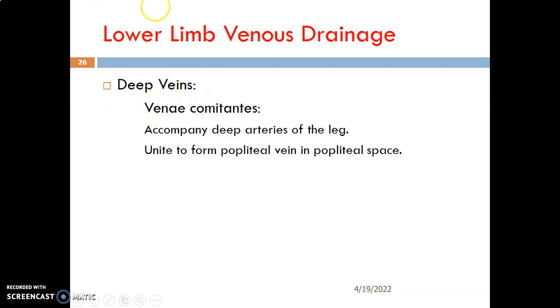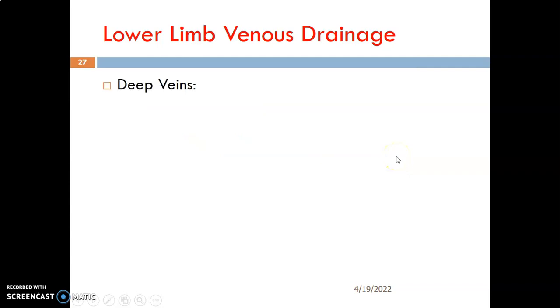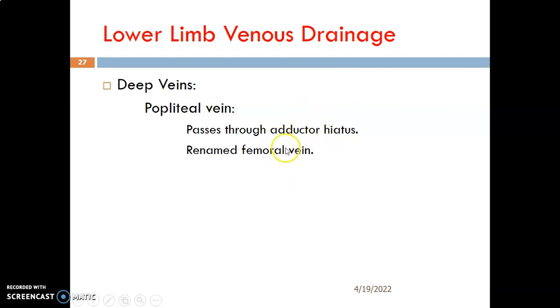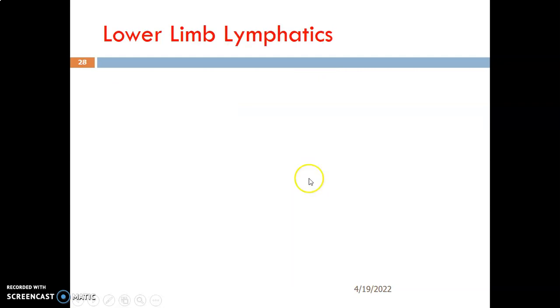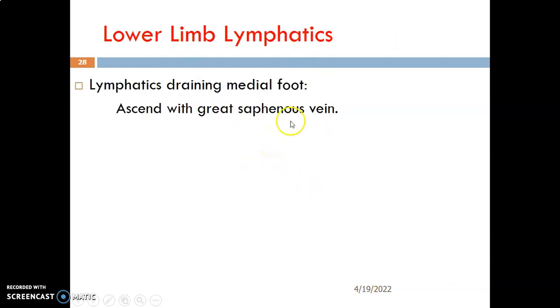The deep, we have the venae comitantes, the veins that accompany the deep arteries. Okay, so you have the anterior and posterior tibial veins. They unite to form the popliteal vein within the popliteal fossa. Okay, and then the popliteal vein will, at the adductor hiatus, enter the adductor canal as the femoral vein. Okay, then we also have communicating veins. So we have done the venous drainage of the lower limb.